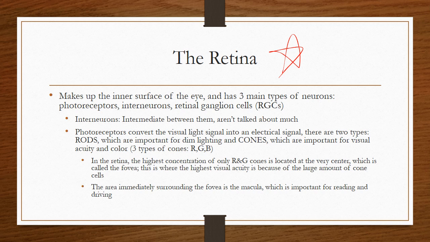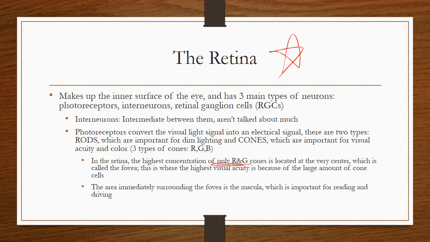So in the retina, the highest concentration of only red and green cones, remember, no blue, only red and green, is located at the very, very center of the eye. This is called the fovea, and this is where the highest visual acuity is. So you can see the best in the center of both of your eyes.